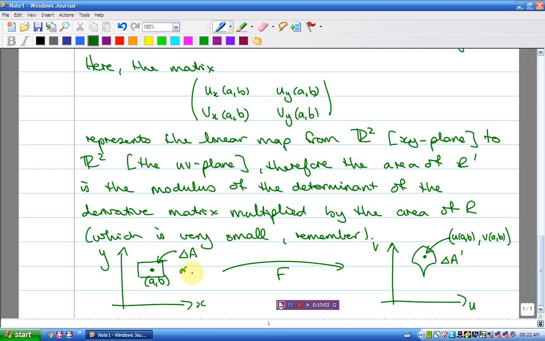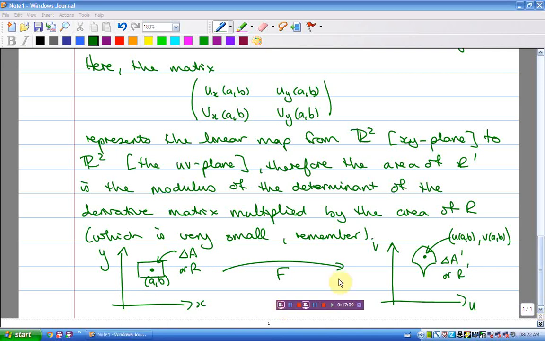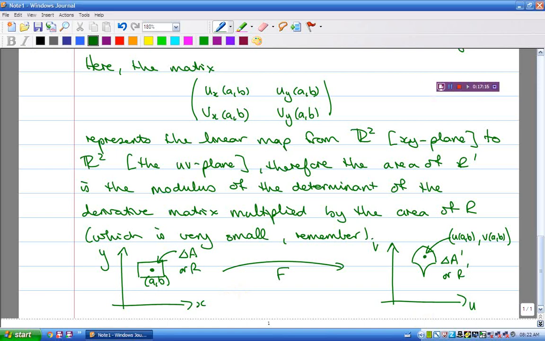Or I could call this R in the meantime, and I could call this R dash. I realize I'm jumping ahead of myself a bit. I'm right at the bottom of my page here, so I have to make some space. And what we're going to say is the area of R dash is going to equal the area of R times by the modulus of F dash.